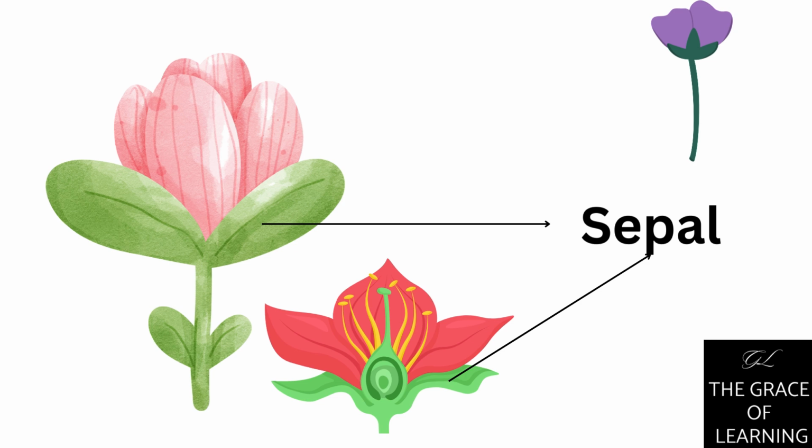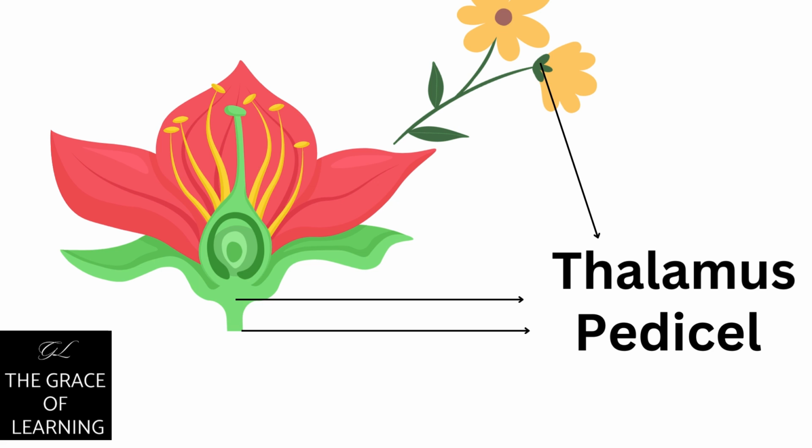Sepal is the outermost layer of the flower. Sepals protect the flower bud before it opens. Once the flower blooms, they may support the petals. In many flowers, the sepals are green, but in some, they are colorful and look like petals.